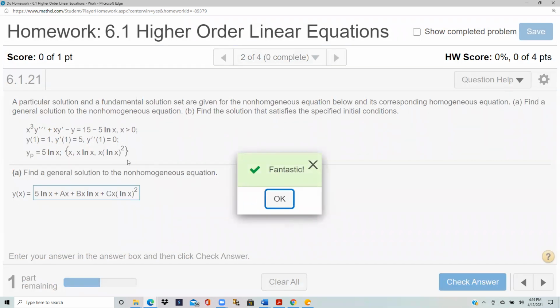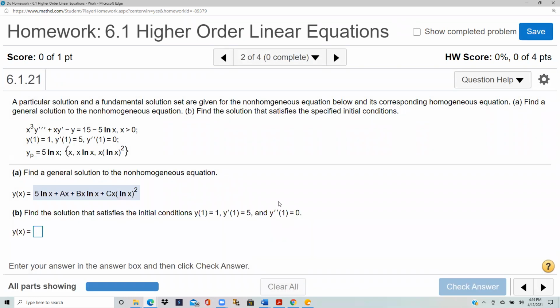And the initial conditions are y of 1 equals 1, y prime of 1 equals 5, and y double prime of 1 equals 0. So 1, 5, and 0. And 5 ln x, ax, bx ln x, cx ln x square.